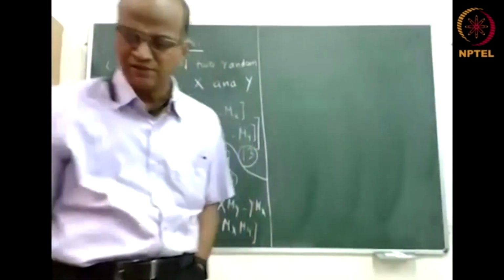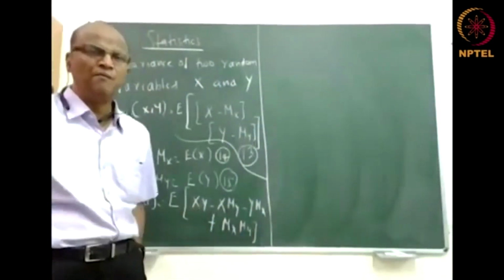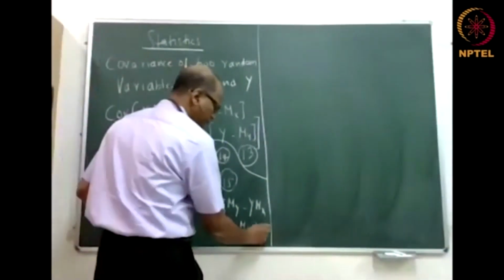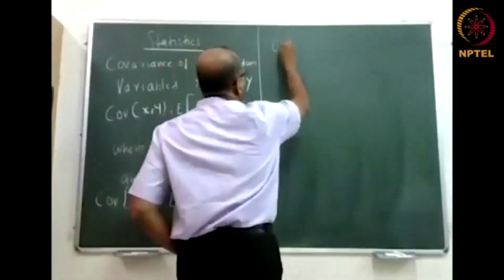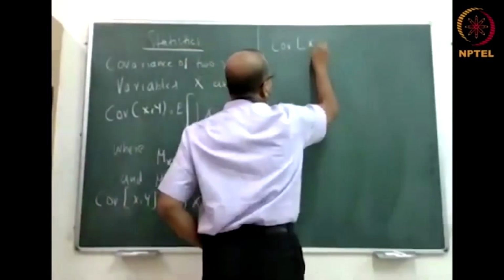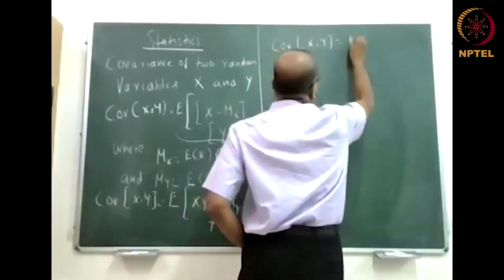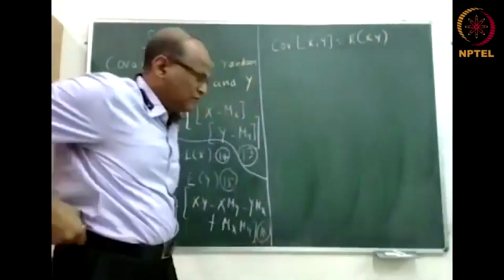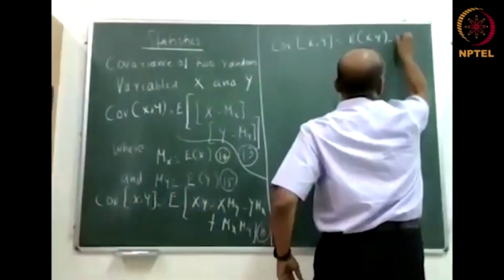Yeah, can you do this? What are you getting? Covariance of x and y is expectation of xy minus expectation of x into expectation of y. Correct.